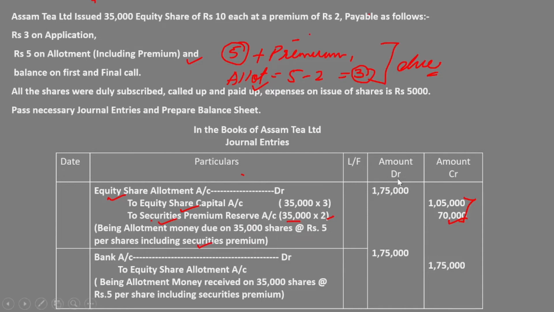Now, when this due money is received, we have to pass another journal. For this, your journal will be bank account debited to equity share allotment. The amount will remain the same, that is 1,75,000 on debit, and on credit 1,75,000. Your narration will be: being allotment money received on 35,000 shares at the rate of rupees 5 per share including securities premium. Now let us move to the next.